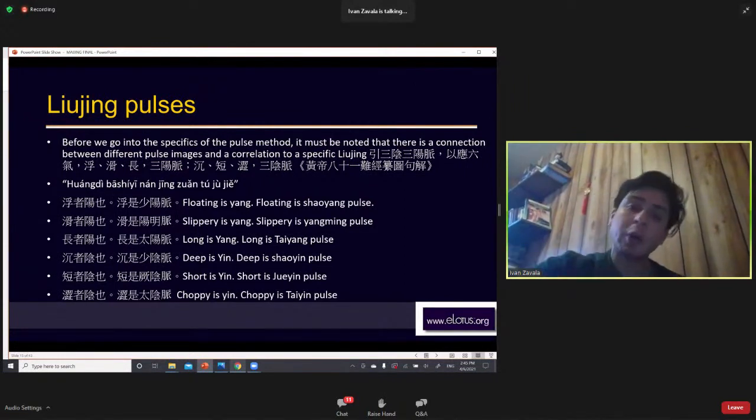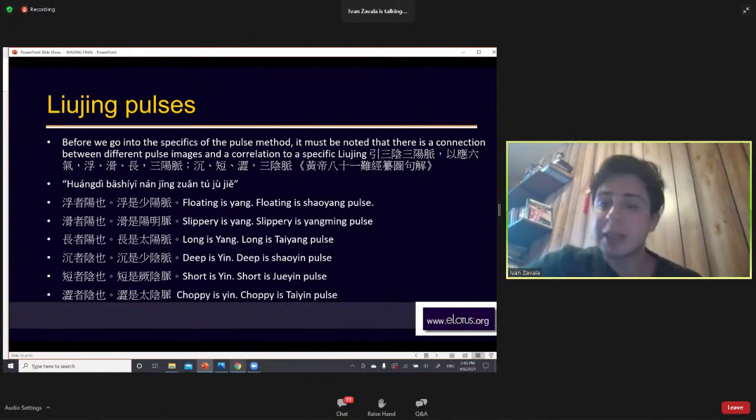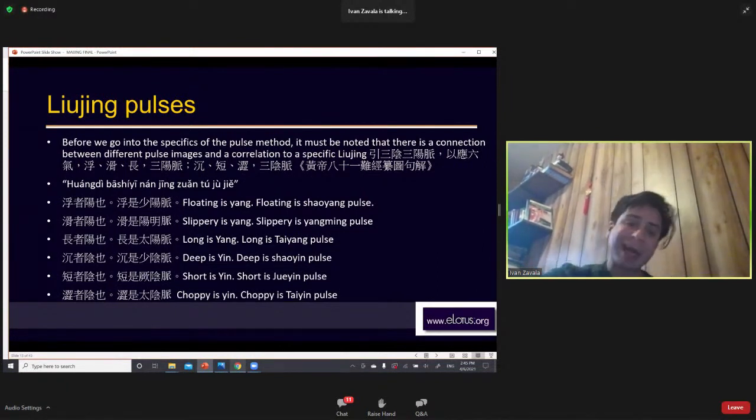So when they say floating is yang, they probably mean it has something to do with wind. Shaoyang has to do with wind, so that's why it manifests as floating. So floating is not always Taiyang. It could be that there's some type of surging wind, and that's the Shaoyang aspect.